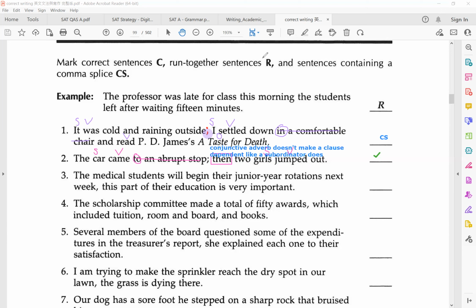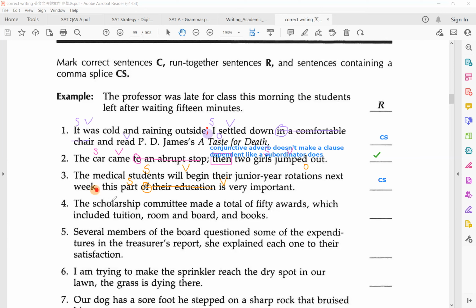All right. And number 3. The medical students will begin their junior year rotations next week. This part, I'm going to cross out of their education because that's a prepositional phrase, is very important. So I have two independent clauses with the comma in the middle. Again, we know that this is incorrect. This is a comma splice. So I'm going to change this into a period instead.